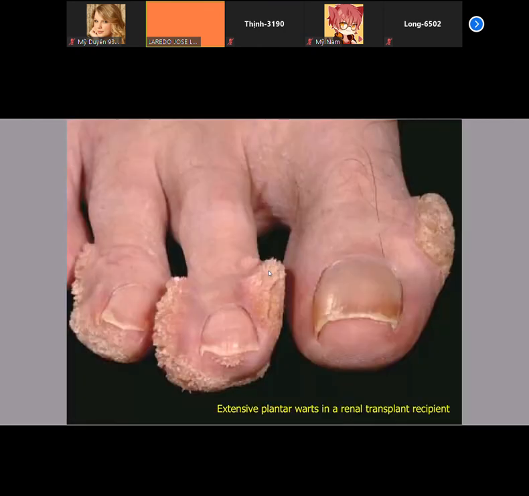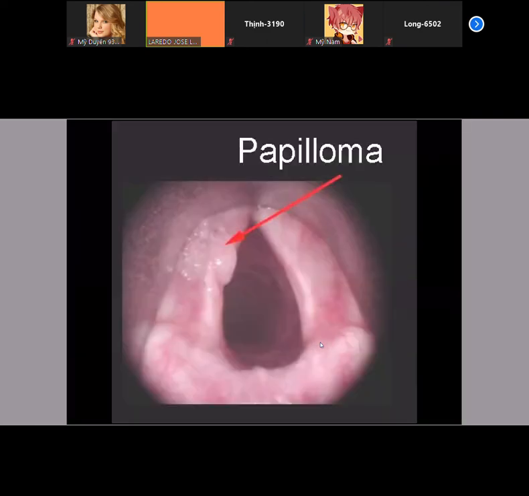This patient is immunocompromised. This patient is transplanted. So because they are immunocompromised, the lesions are more severe, like this one. And this is a lesion in the larynx. This is a mucosal lesion in the larynx. Some of them may become cancers, some of them.